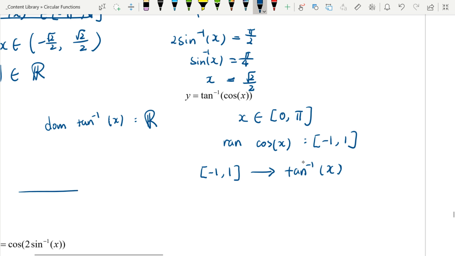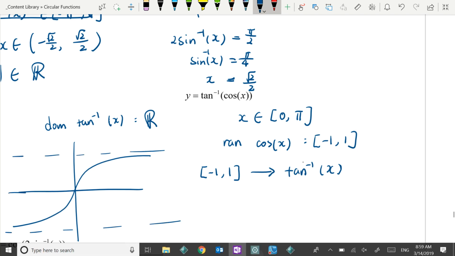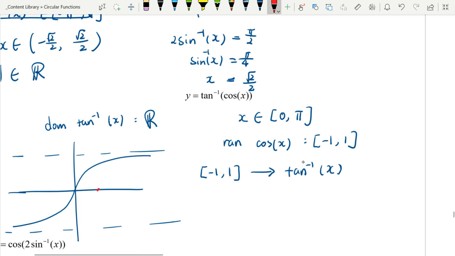So if we sketch a tan inverse graph, like this is the tan inverse graph. If I put negative 1 to 1, now if I put this part of the function in, when x equals 1, what's the y value for tan inverse? Tan inverse 1 is pi on 4. And how about negative 1? Negative pi on 4.